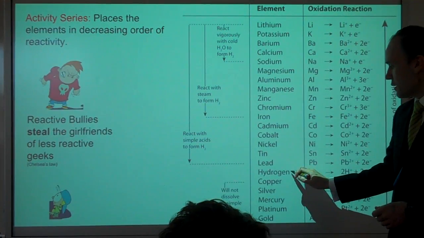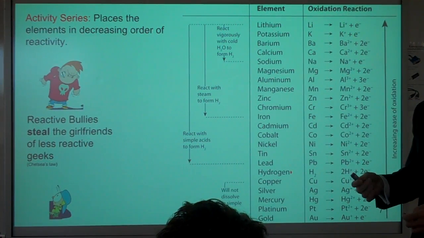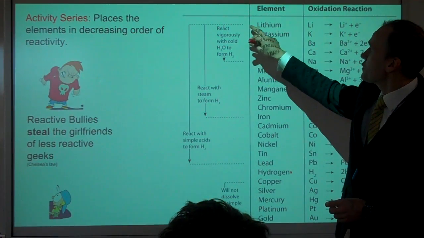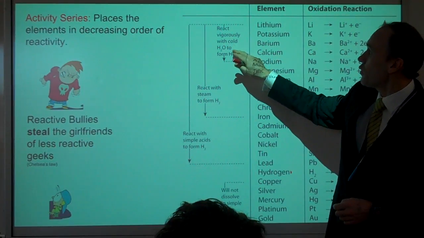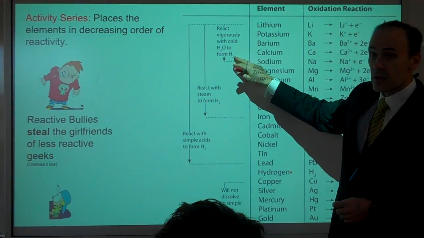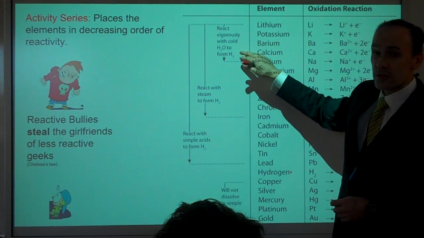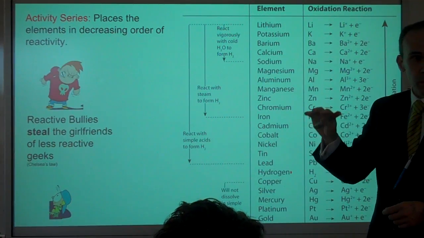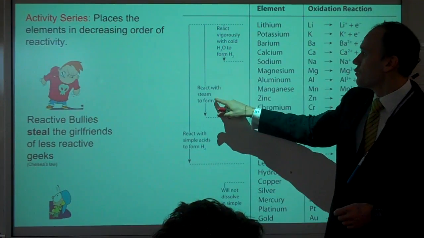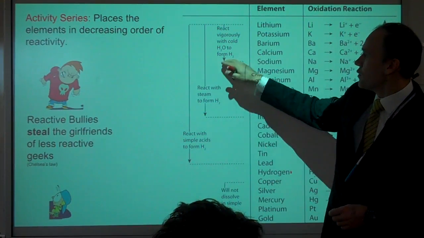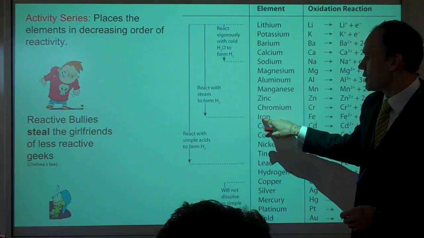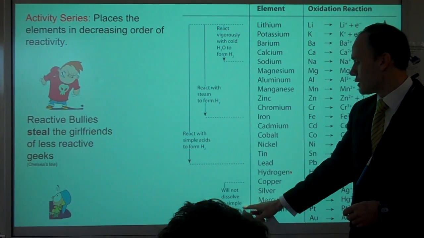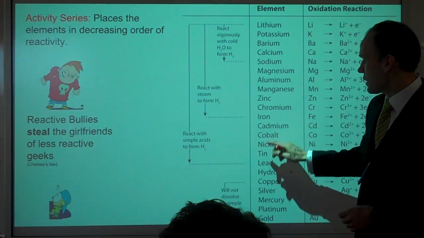And look there, hydrogen, which of course you consider to be a gas, does act like a metal. What you should also note is these ones here will react vigorously with cold water to form hydrogen gas. So if you drop lithium in water, it will bubble, and those bubbles are hydrogen gas. Then these react with steam to form hydrogen gas, so a little more energy is needed in the form of steam, all the way down to iron. Then these react with acids to form hydrogen gas, and then these will not dissolve in simple acids. And so that's fundamentally what's happening here.